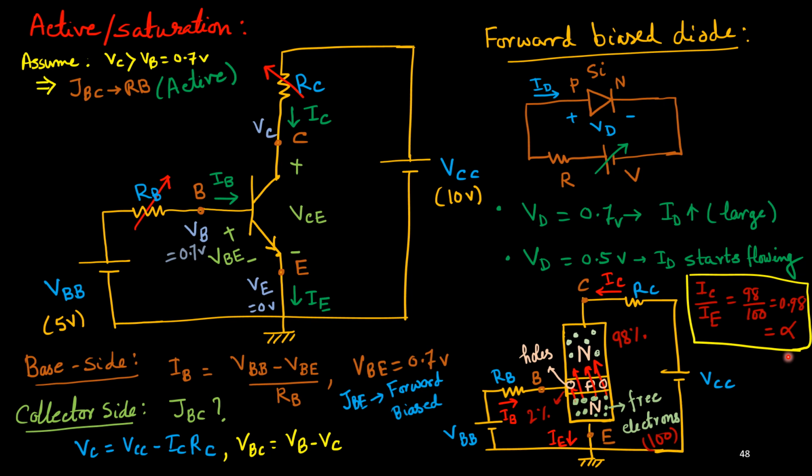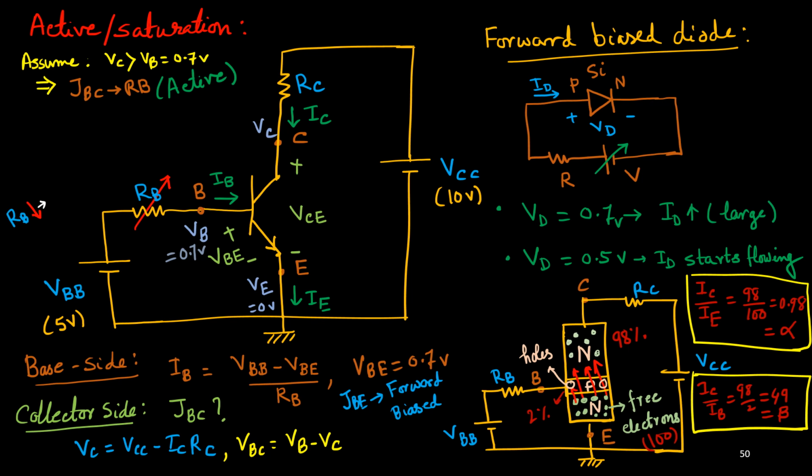Similarly, we can define the ratio between collector current and base current. IC upon IB: 98% of the electrons give you the collector current, and only 2% give you the base current. So the ratio IC to IB in this example will be 98 upon 2, meaning 49. This quantity is also fixed for the active region, and this ratio is called beta, the DC current gain between collector and base, right?